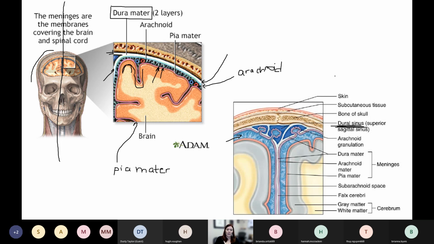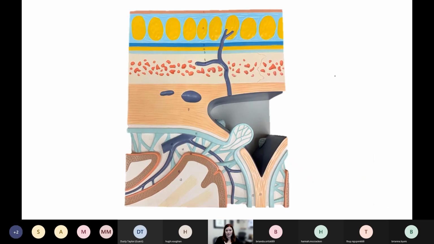So now that we've looked at it on labeled pictures, let's go back to our model together and let's try to label these things together. So to give us a frame of reference, let's start here at the top. I'm adding some hair up here because this is where the skin would be. So this is the outside of your body. We've got our skin on the outside.